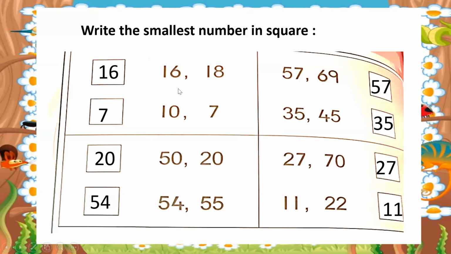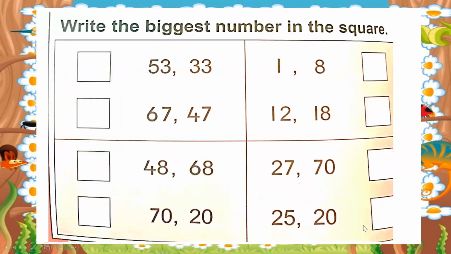So here between 16 and 18, number 16 is small. Between 10 and 7, number 7 is small. Between 50 and 20, number 20 is small. Between 54 and 55, number 54 is small. Between 57 and 69, 57 is small. Between 35 and 45, number 35 is small. Between 27 and 17, number 27 is small. Between 11 and 22, number 11 is small.